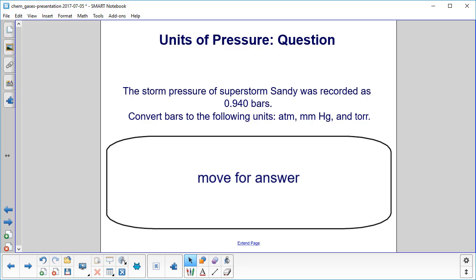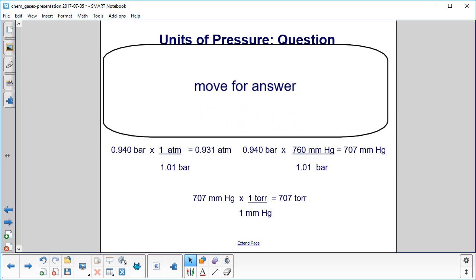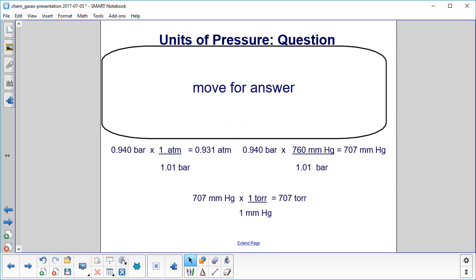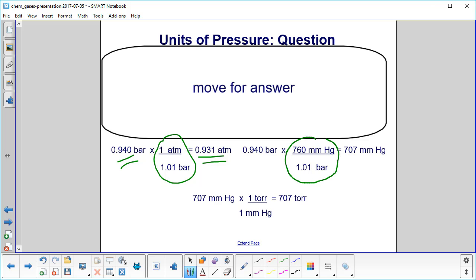Okay, let's move it and see what we get. So this is basically just unit cancellation. We start with 0.940 bar. We know that 1 atmosphere is 1.01 bar, so we get 0.931 atmospheres. We can also convert it, knowing that 760 millimeters of mercury is 1.01 bar, and we get 707 millimeters of mercury. That means if you had a barometer like that, you would see the mercury level falling.